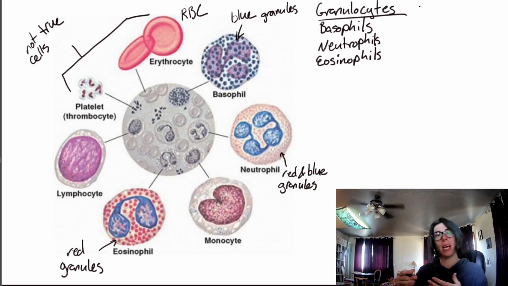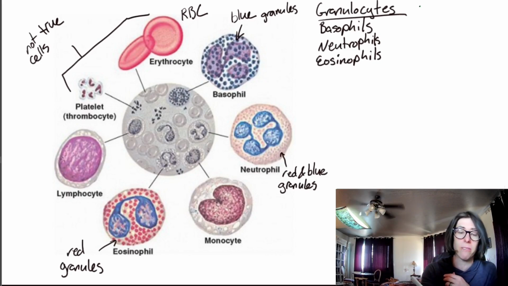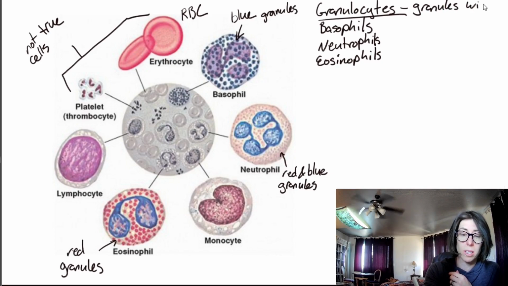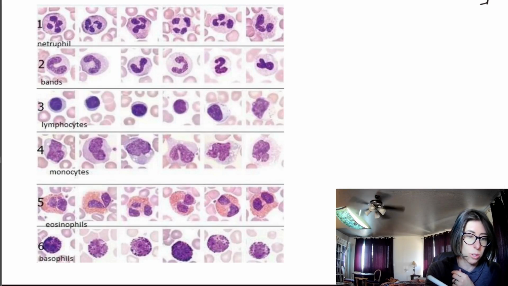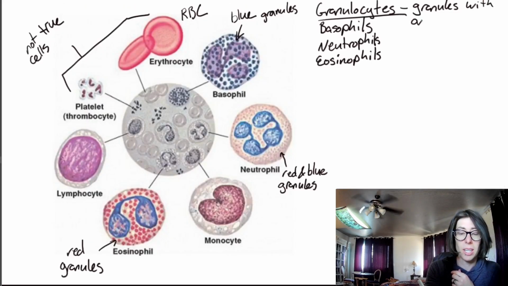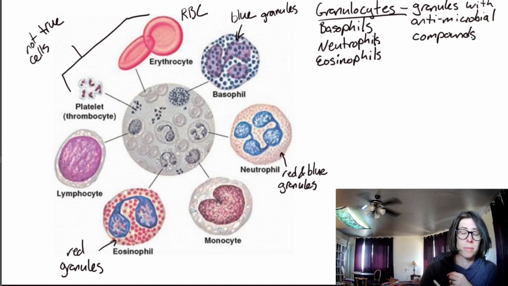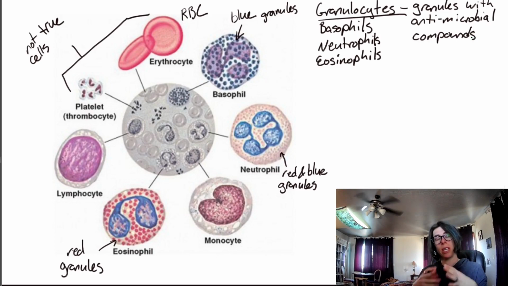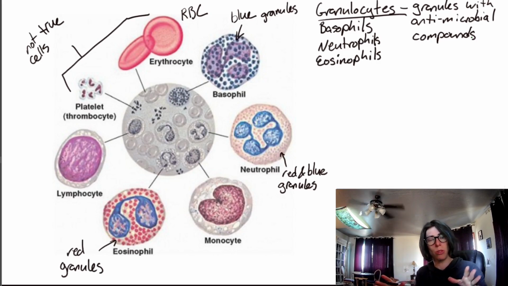These granules contain antimicrobial compounds, because leukocytes, or white blood cells, help you with immunity. They fight infection. So granules with antimicrobial compounds to fight infection. Now, these granules contain all of these like weapons that those white blood cells can use, those granulocytes can use. They exocytose the contents of those granules onto the microbes to fight infection.